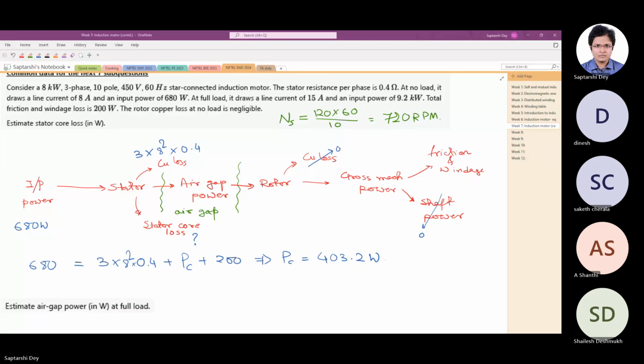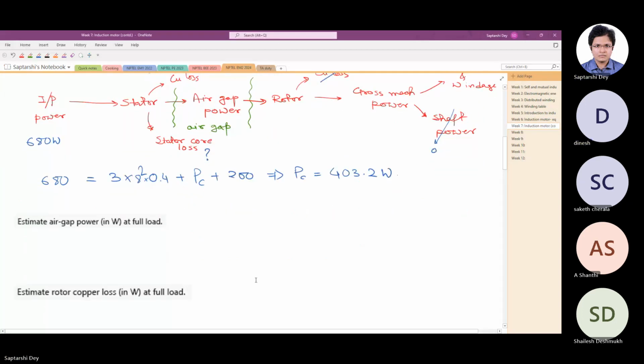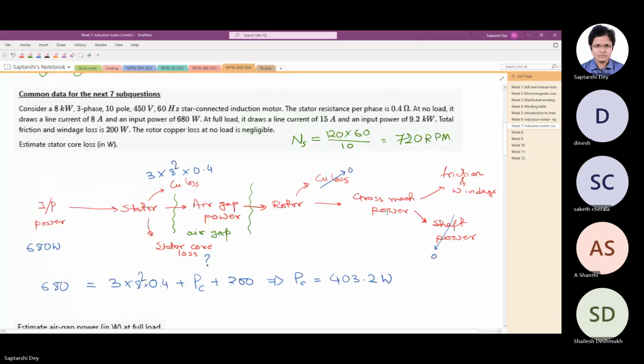Any doubt in this? Okay, then go to the next question. Rotor copper loss, they have asked us to neglect at no load. We did this problem taking the line current value at no load.